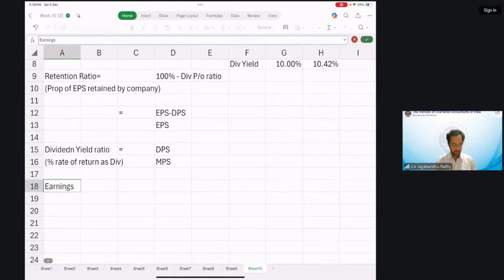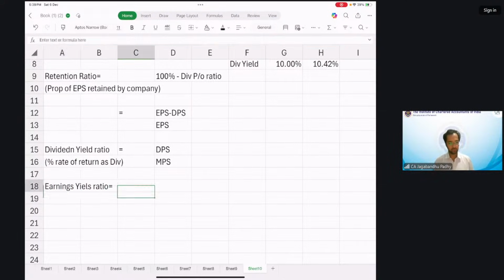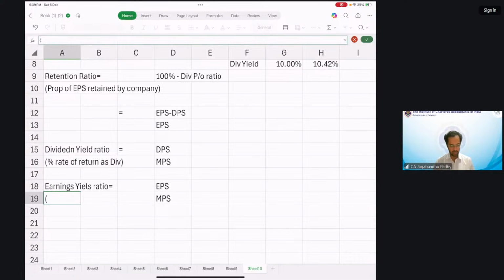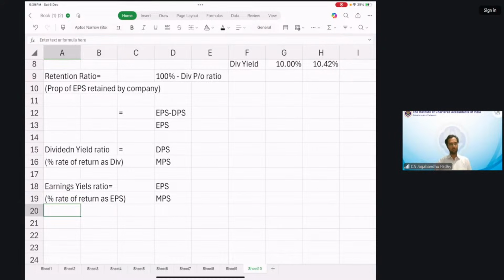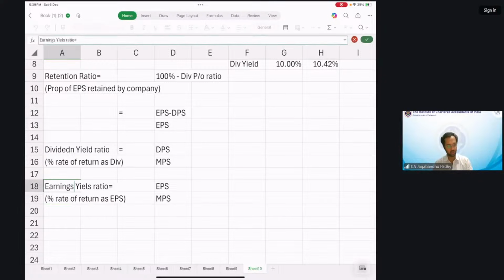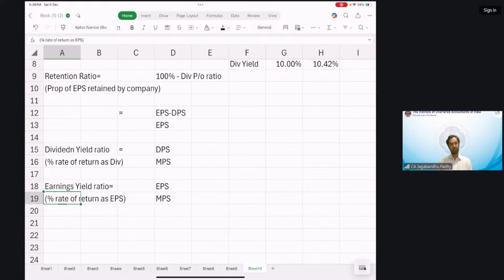Then we have earnings yield ratio. So earnings yield ratio is simply going to be EPS upon MPS. So this is going to be stated as a percentage rate of return as EPS, you can say. Right. So this is your earnings yield ratio, compared to that, the dividend yield ratio. So dividend yield ratio is DPS upon MPS. Earnings yield ratio is EPS upon MPS.